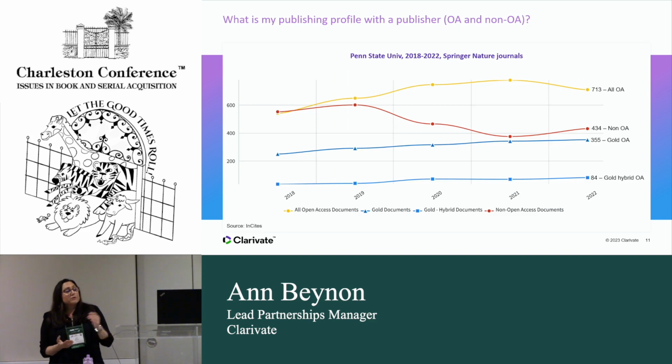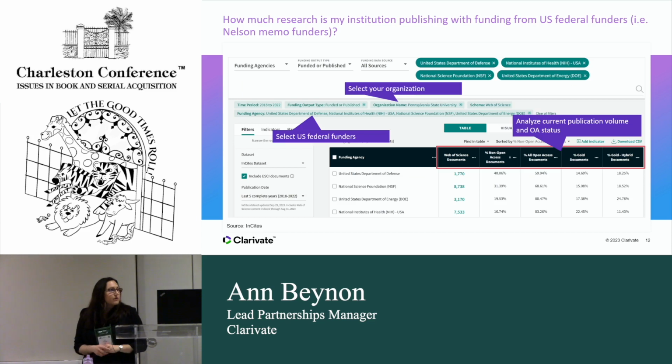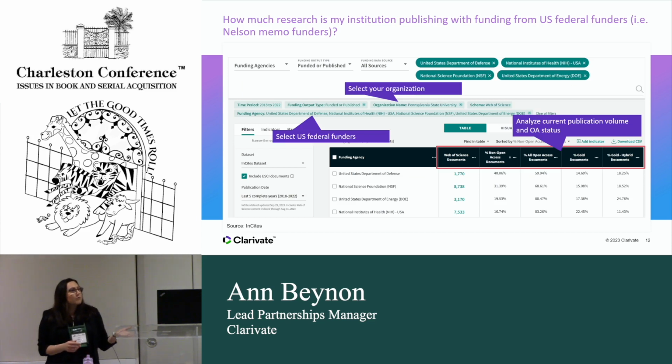You can look at a specific publisher. So here's an example, taking Penn State, taking Springer Nature, looking at the trend of publishing for them. And again, you can look at the different types, what's gone up, what's gone down. The non-open access has gone down, so that's probably a good sign. And they could track how many hybrid articles they're publishing with that publisher. Very useful for thinking about the transformative republish agreements. Laurel will talk more about this.